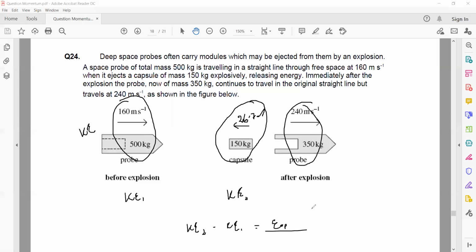So you will use the formula kinetic energy equals half mv squared, and find the initial kinetic energy. You will find the kinetic energy of the capsule and the kinetic energy of the probe, add them, and that will be the final kinetic energy. Subtract the two kinetic energies to identify how much energy is provided by the explosion.